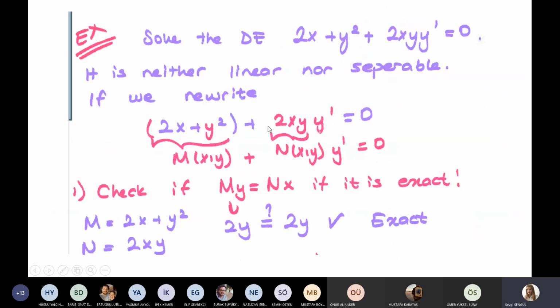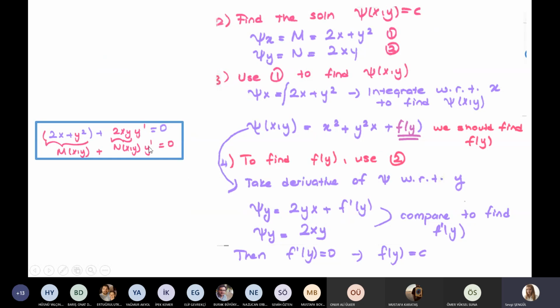Firstly, let me go back. Firstly, I need to make sure that this is the form of an exact equation. Once I did that, I need to define the M function and the N function. And I need to check if M_y equals N_x. If that's true, it is exact. Once I make sure of that, I know that there should be a solution in that way. The derivative of the solution with respect to x should be equal to M. The derivative of the solution with respect to y should be equal to N.